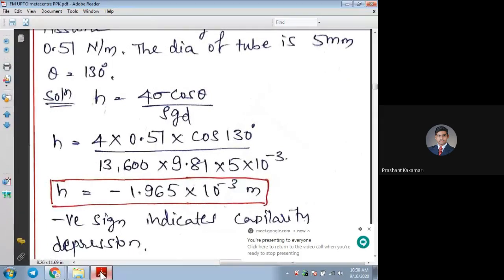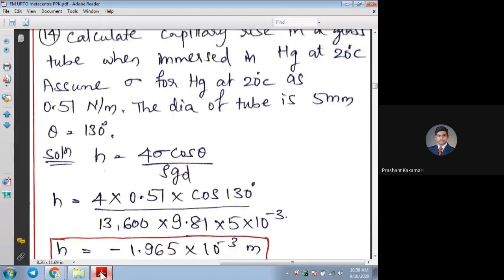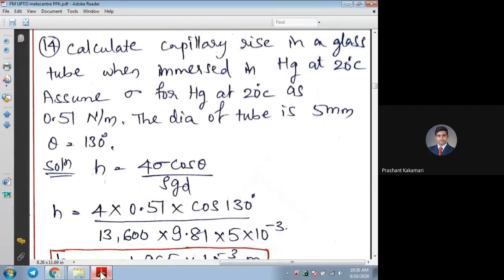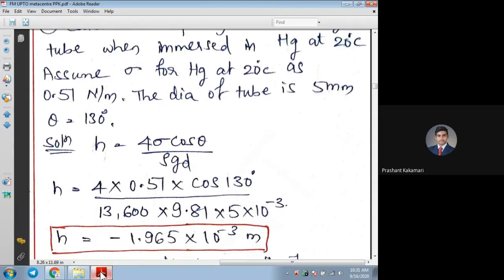I think here 13,600 you have taken, it is wrongly taken, I think. So if you check once again for the given density of mercury. See, again I am also confused. Here mercury is given in the problem. Density of mercury we didn't consider. We took the density of water itself. It is not water. Okay, this is the confusion. So take the density of mercury, surface tension of the given mercury, that is 0.51 newton per meter, cos of 130, diameter of the pipe, g. So be careful, density of mercury we need to consider.